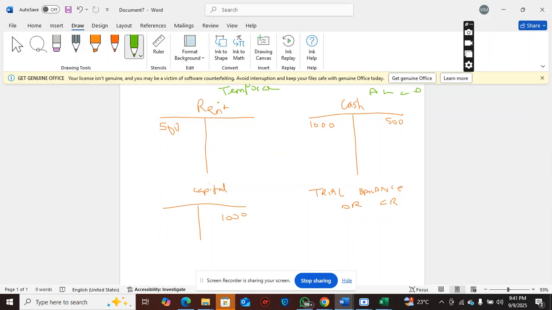So for a temporal account, like rent here, since the amount is on the debit side, on the trial balance you're just going to say rent here, debit side 500. Then to close this account, you just credit it. The statement of profit or loss, so you credit 500. 500 minus 500, balance down to zero.